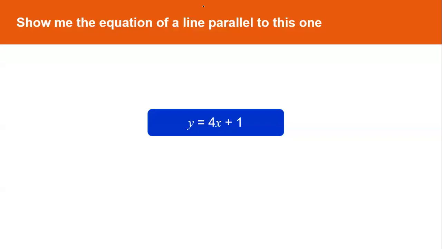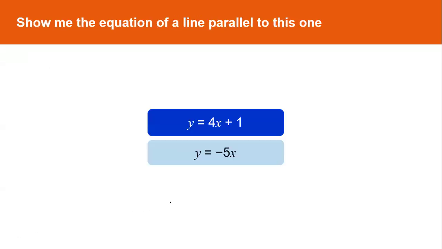Members, you people are very wise. This is brilliant. I'm seeing only correct answers in the chat. Yes, that is very good. The only thing you have to do, members, is to make sure that the gradient is 4. So whatever equation you come up with, it will be correct as long as the gradient is 4. It doesn't matter the y-intercept.